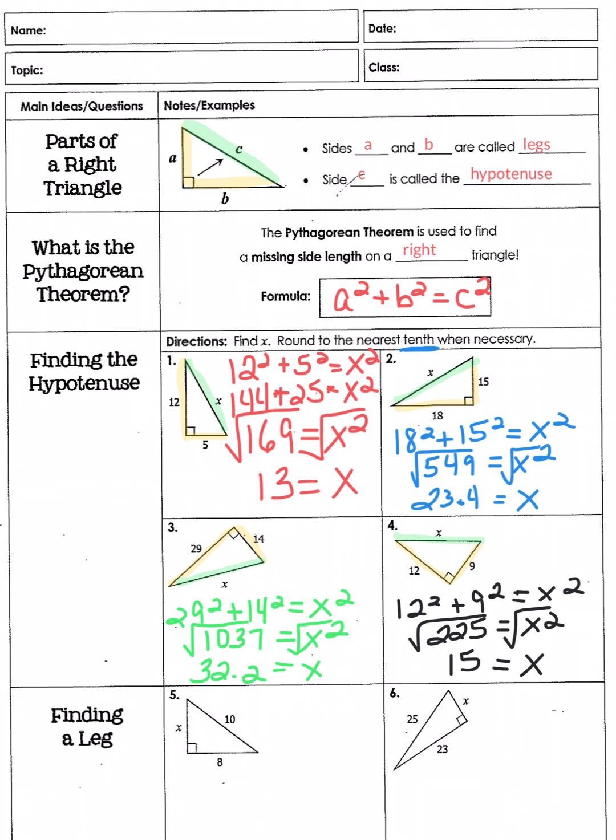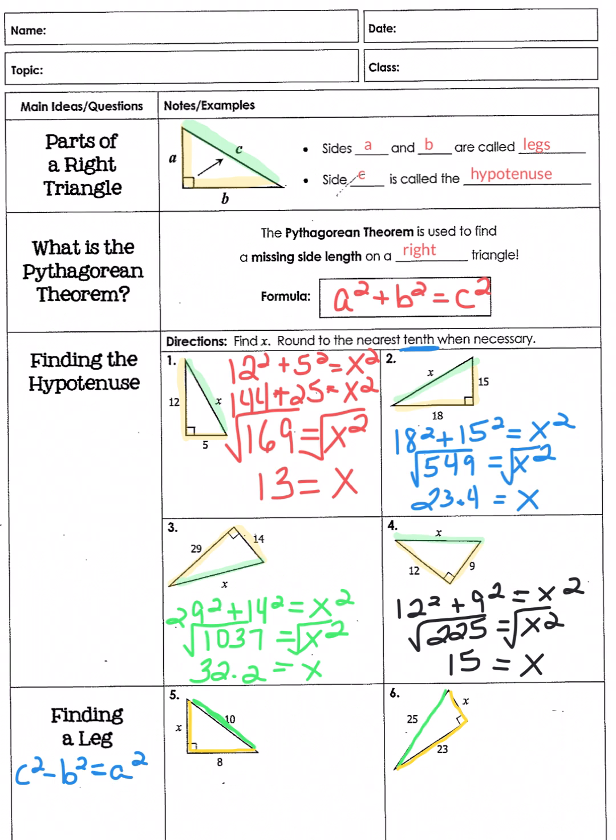Now, in the next two problems, I notice that one of my legs is missing. And they give me the hypotenuse. So I know my hypotenuse, I know the longest side, but I'm missing one of the legs. So we're going to manipulate this formula. Instead now we're going to do c squared minus b squared equals a squared.